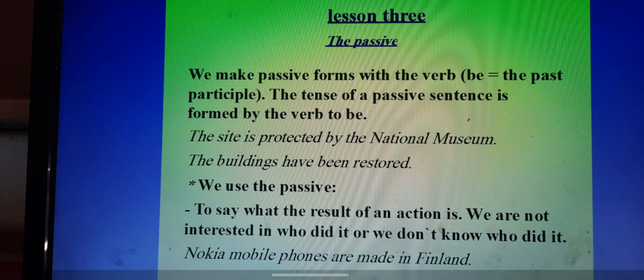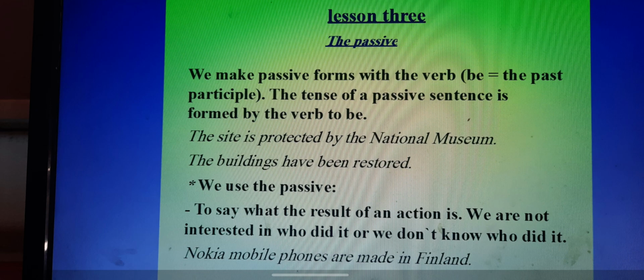Now let's deal with the passive lesson for grammar. We make the passive form with the verb to be and the past participle. The tense of a passive sentence is formed by the verb to be. The site is protected by the National Museum. The buildings have been restored.